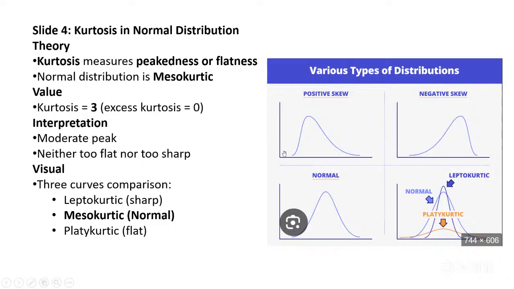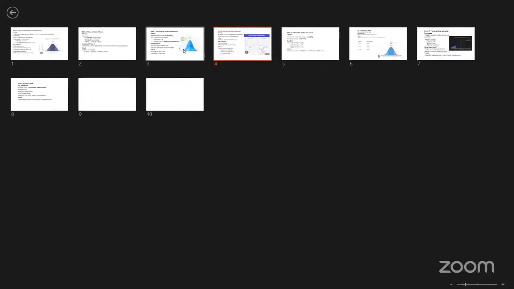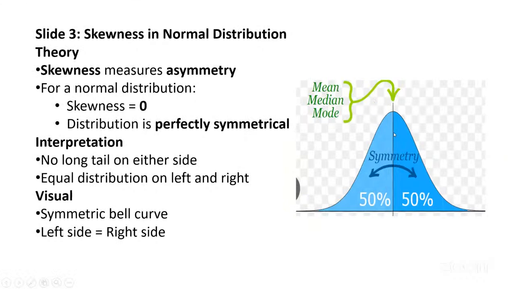But in a normal distribution, there is no asymmetricity. The skewness is zero here. I have already said that it is symmetric about the mean. So the skewness is zero, and the mean is not affected by the outliers here.